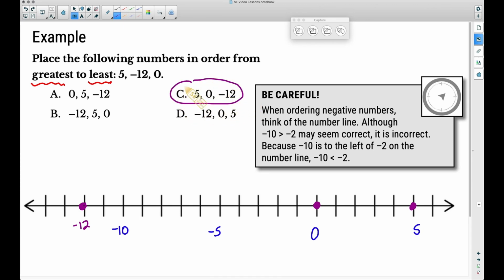Now, if the question was reversed and it said write the numbers in order from least to greatest, we would want to say -12, then 0, then 5, and take note of that right there. That would have been answer D had the question said put the numbers in order from least to greatest. So this helpful note over here, I did discuss this with you. You may think that -10 is greater than -2, but it is not, because -10 is to the left of -2. Therefore, to write that inequality, or one way to write that for this little tip here, is -10 is less than -2. And then remember, if we wrote the -2 first, we would want to say -2 is greater than -10.